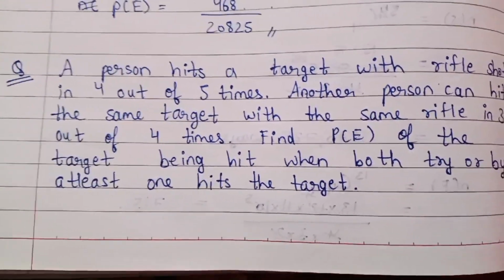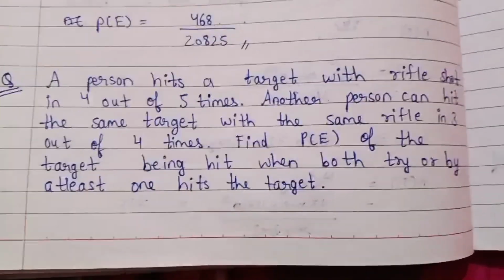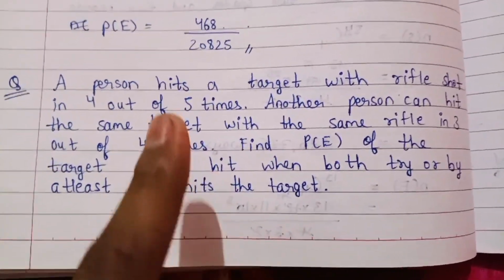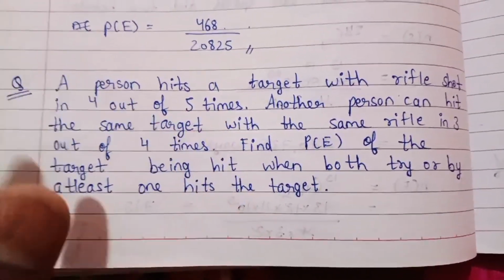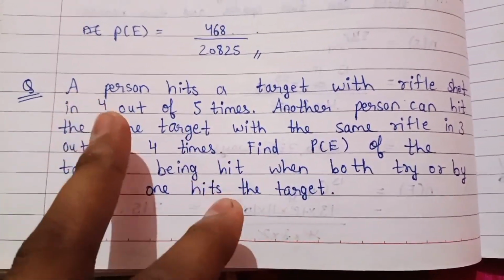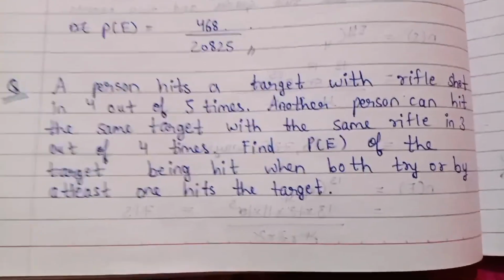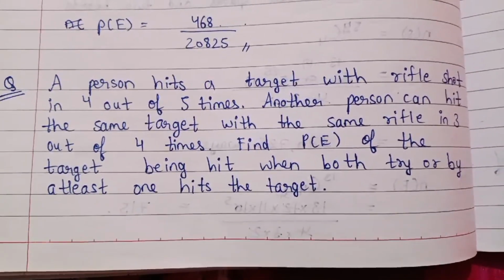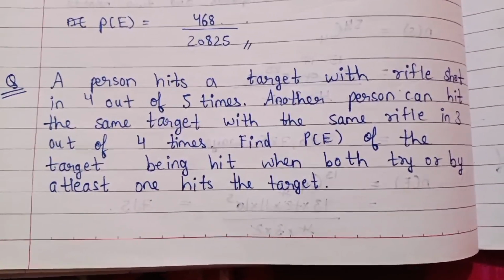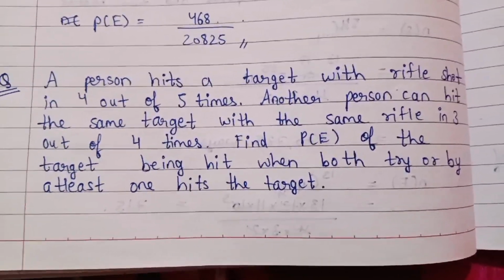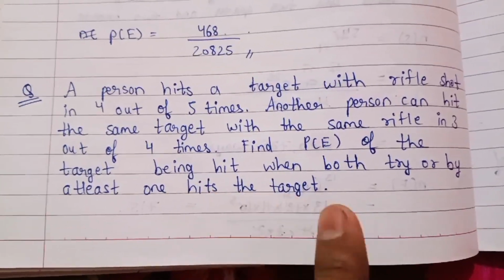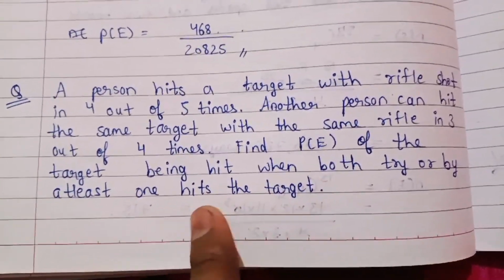Now we are moving forward with this example. This example says a person hits a target with a rifle shot 4 out of 5 times. Okay, so here it is given 4 out of 5 times. Maybe here it can also give 2 out of 3 times or 3 out of 4 times, so don't get confused with it. And next it says another person can hit the same target with the same rifle 3 out of 4 times. Okay, so we have to find the probability of an event for the target being hit when both try, or at least one hits the target.